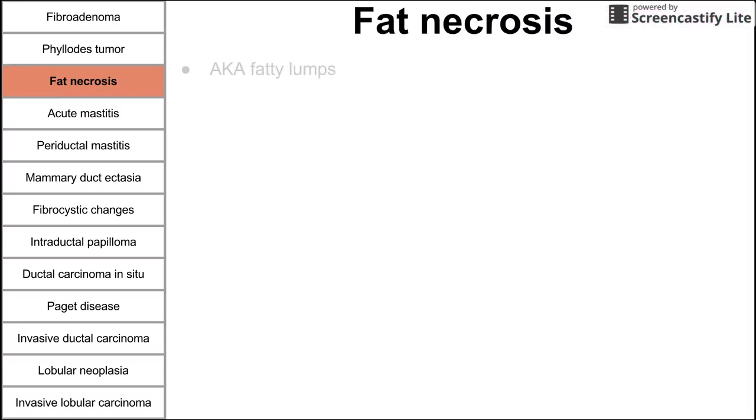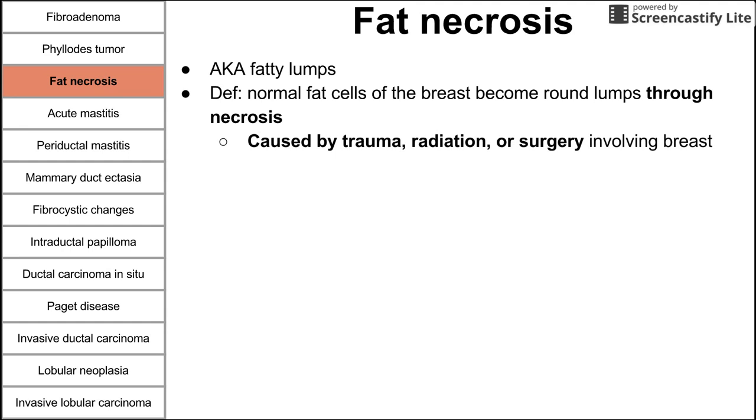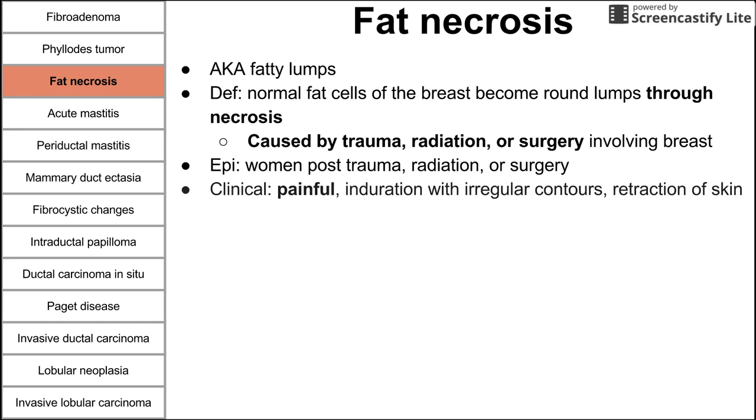Next is fat necrosis. These are also called fatty lumps of the breast. These are normal fat cells of the breast that become round lumps through necrosis. These are usually caused by trauma, radiation, or surgery, so some kind of damage involving the breast causing the fat tissue to necrose, and it leaves you with a lump called fat necrosis. Epidemiology here is any woman that has undergone trauma, radiation, or surgery.